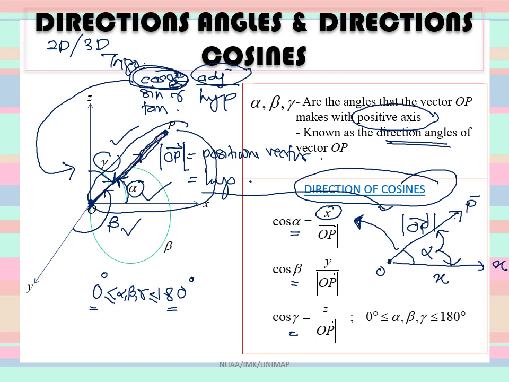Beta, remember, is the angle in between the y-axis and the position vector, so take the y value over the length. Gamma is the angle in between the z-axis and the vector, so take the z value over the hypotenuse. And make sure the angle is in between 0 and 180.